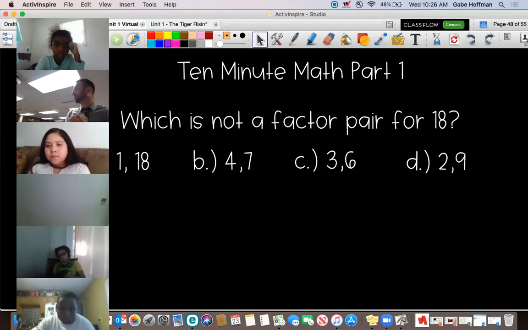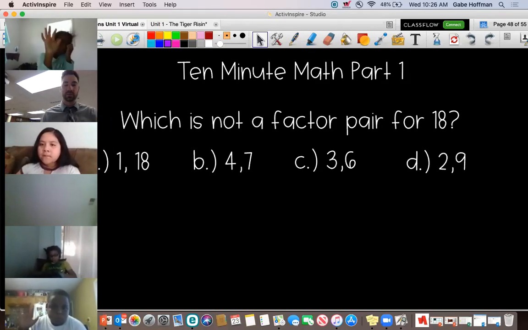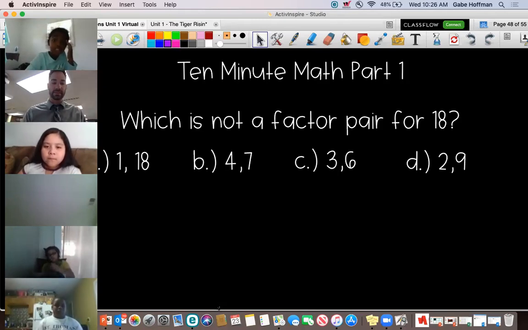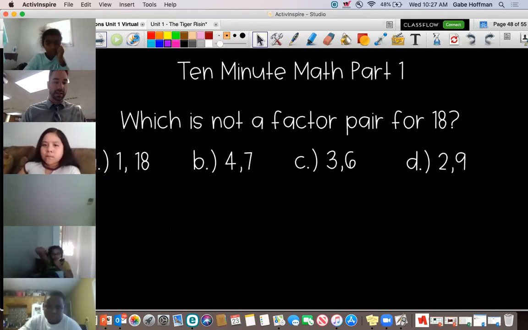All right, which one of those factor pairs do we think does not equal 18? Ania, which one do you think? Letter C. So we think 3 times 6 does not equal 18. Give me a thumbs up if you agree with Ania. Give me a thumbs to the side if you think it might be something else. So we have some people who disagree. We're going to let them state their case, okay?